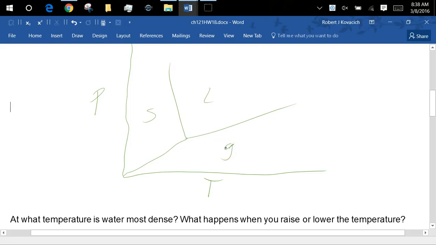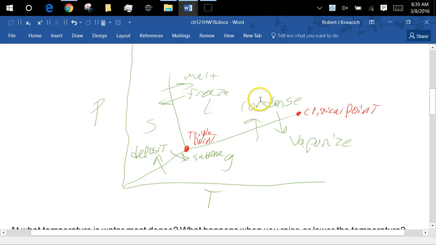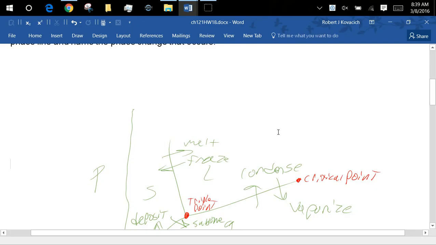Solid, liquid, gas. Melt. Freeze. Vaporize. Condense. Sublime. Deposit. And then triple point, and critical point. Is that it? I guess I didn't ask for that part, but that's fine.